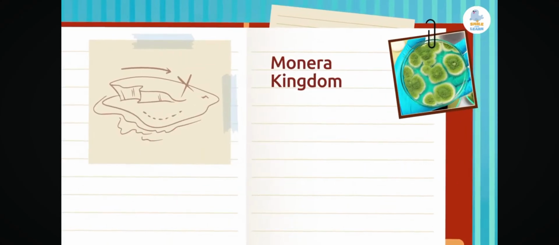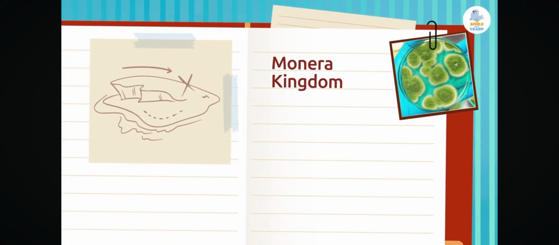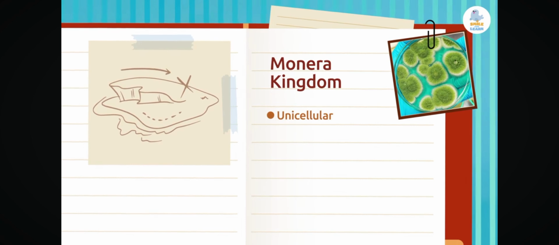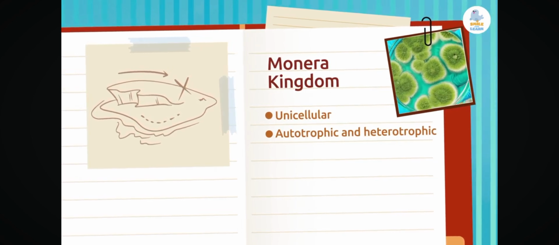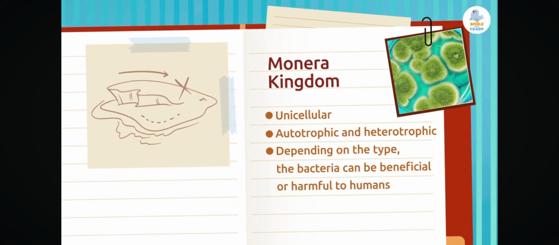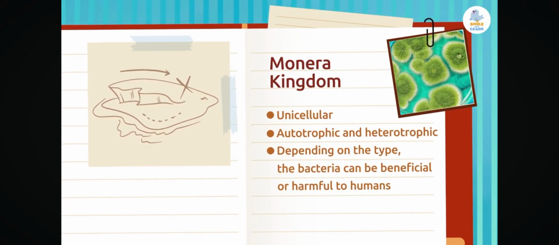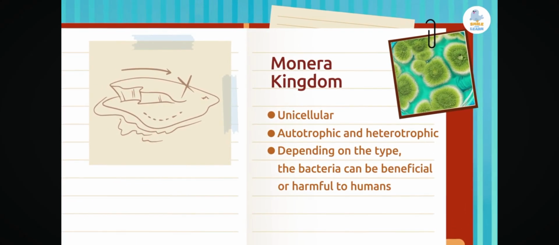Let's sum up the characteristics of the Monera Kingdom as the following. They're unicellular organisms. They can be autotrophic and heterotrophic. And there are some beneficial bacteria and some that can be harmful to humans.